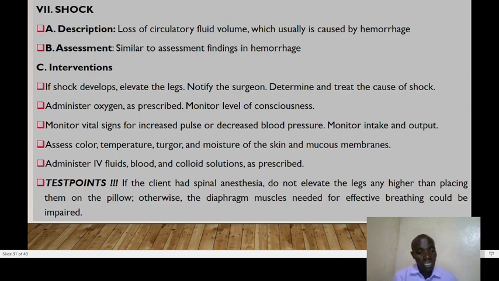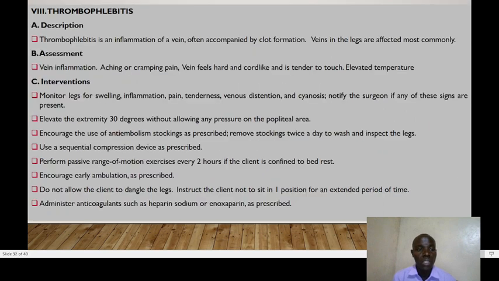Remember the test points. If the patient had a spinal anesthesia, you don't need to elevate the legs any higher than placing them on the pillow. Otherwise, the diaphragm muscles needed for effective breathing could be impaired, and this will not be okay for your patient.